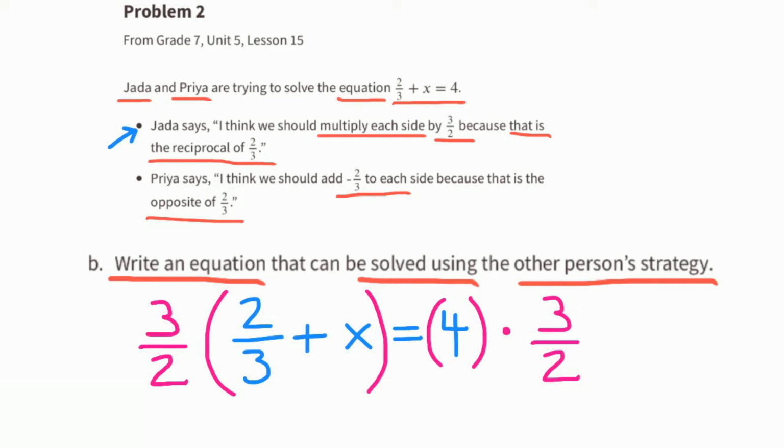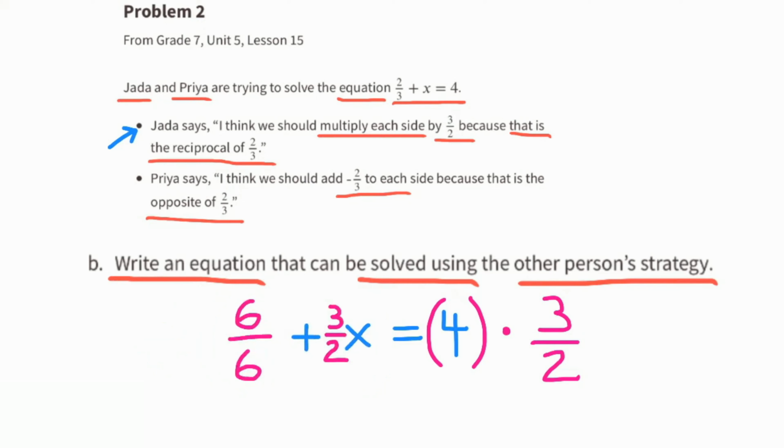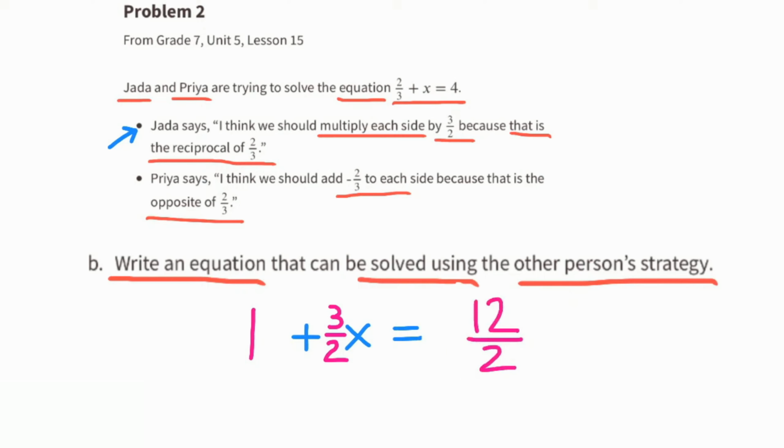3/2 times 2/3 plus 3/2 times x. That equals 6/6 plus 3/2 times x. And 6/6, or 6 divided by 6, equals 1. So on the left side, we have 1 plus 3/2 times x. On the right side, we have 4 times 3/2, or 4/1 times 3/2, which equals 12/2, and 12/2 is the same as 12 divided by 2. 12 divided by 2 is 6. So what we have now is 1 plus 3/2 times x equals 6.